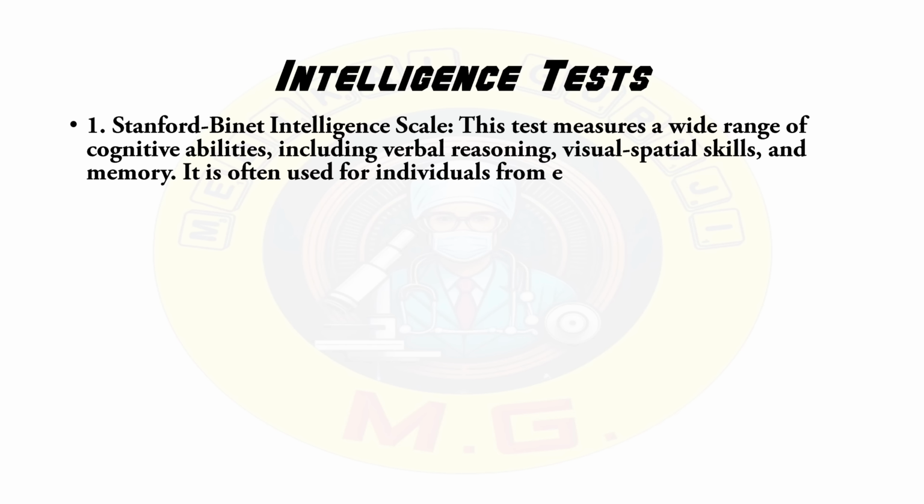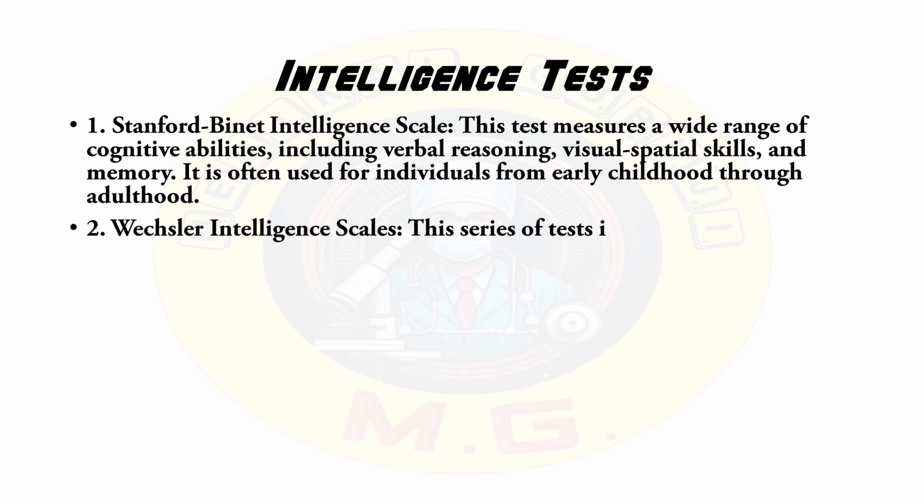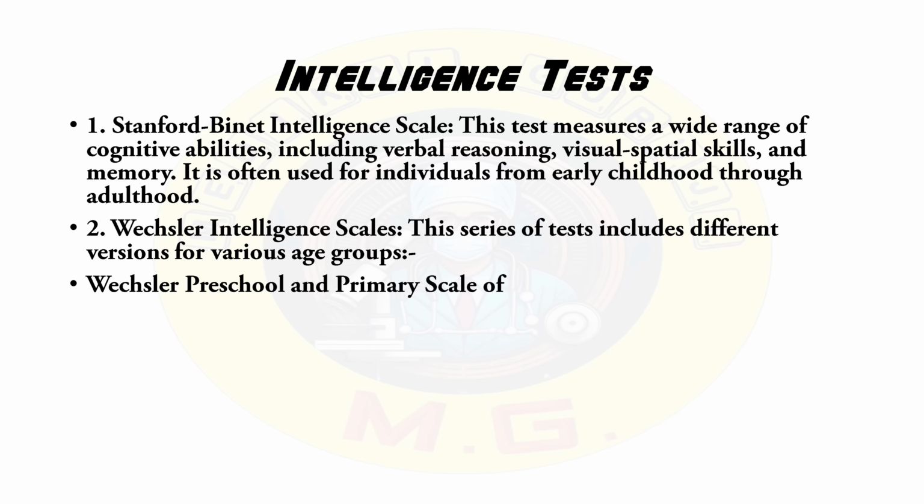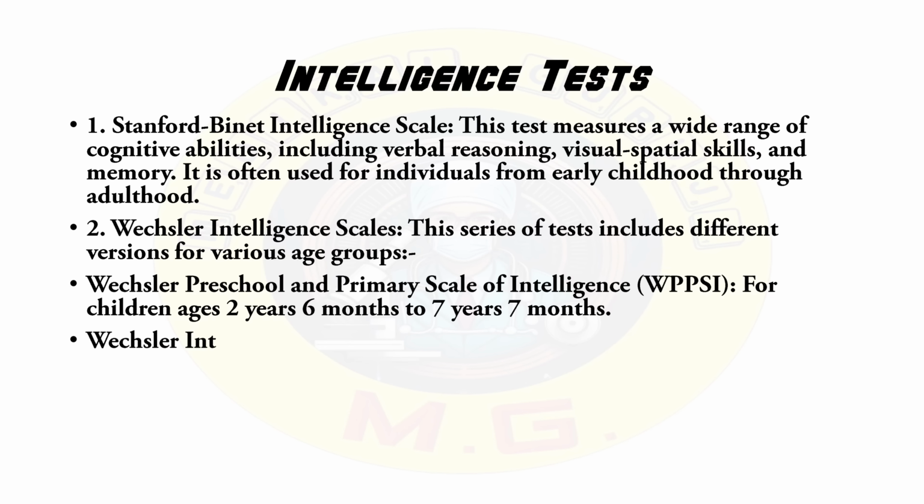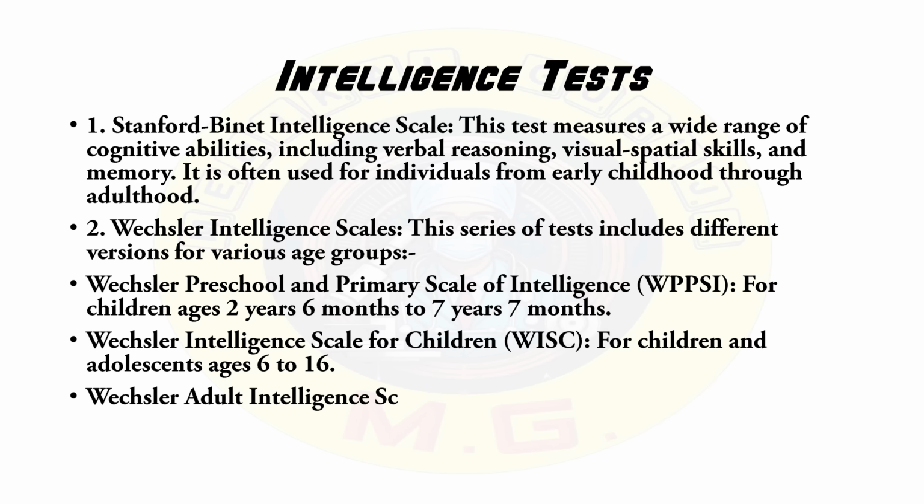This test measures a wide range of cognitive abilities including verbal reasoning, visual spatial skills, and memory. It is often used to measure cognitive abilities in individuals aged from 2 years to 85 plus. The content areas include fluid reasoning, that is the ability to solve novel problems and think abstractly. The second content area is knowledge, accumulated knowledge and information.